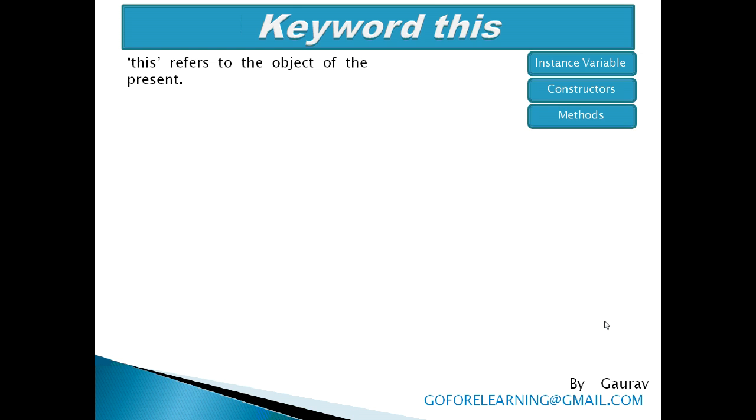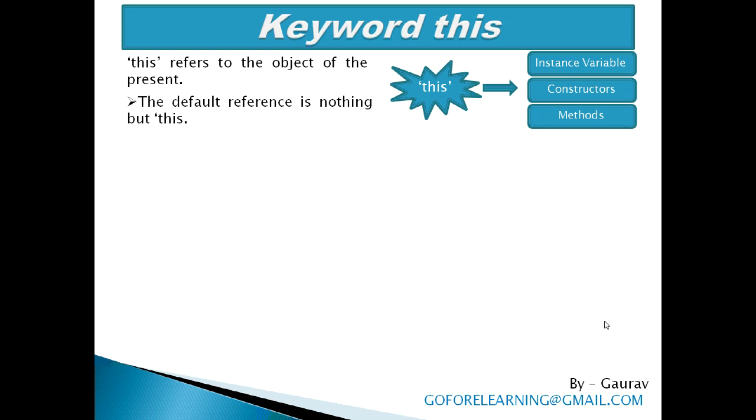Next is the keyword this. This refers to the object of the present class. Generally, we write instance variables, constructors and methods in a class. All these members are referred to by the this keyword. When an object is created for a class, a default reference is also created internally to the object. The default reference is nothing but this. So, this can refer to all the things of the present object.